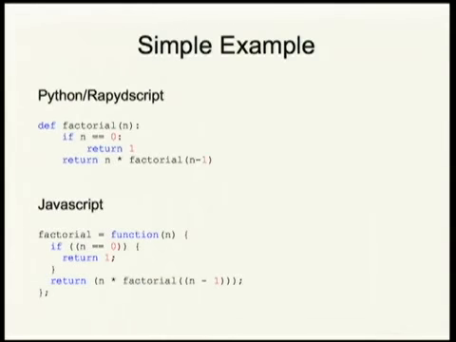So here's just a simple example of Python/RapidScript. It's a factorial function, and you see it looks just like plain Python. And when you compile it, you get this output JavaScript code. Not too much change. You get curly brackets. The numbers are still numbers. It's almost just a syntax change.